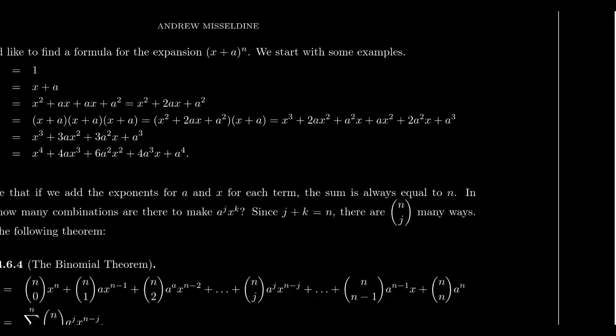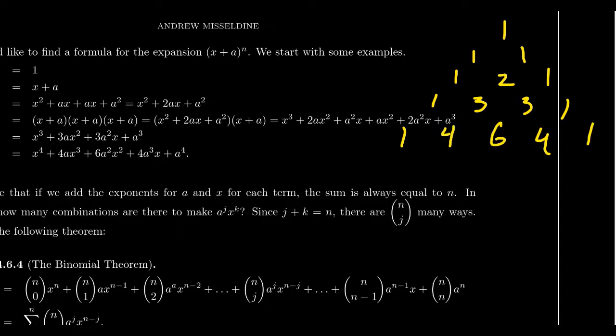If you look at the coefficients in the sequence, the first one was a 1 when you take the zeroth power. When you take the first power, you get 1 and 1. When you take the second power, you get 1, 2, and 1. When you take the third power, you get 1, 3, 3, and 1. And although I didn't do the details for all these, if you do the fourth power, you can confirm it yourself. You're going to get 1, 4, 6, 4, and 1, which these numbers look very familiar.